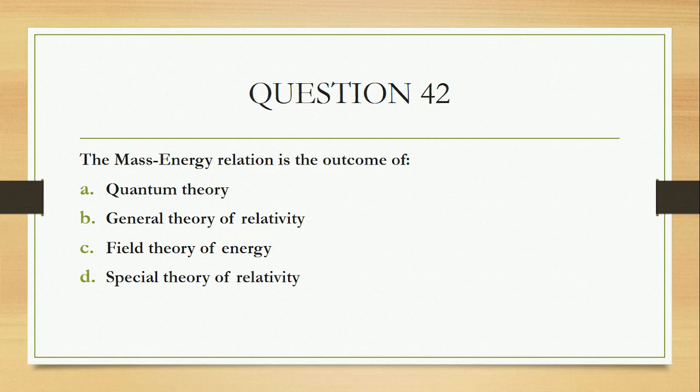The next question is, the mass energy relation is the outcome of, option A, quantum theory, option B, general theory of relativity, option C, field theory of energy, or option D, special theory of relativity. And the correct option is option D, special theory of relativity.